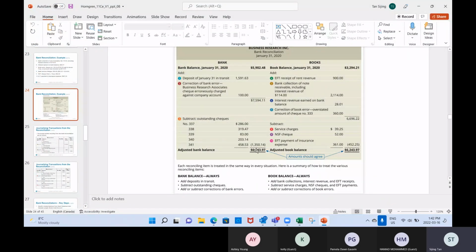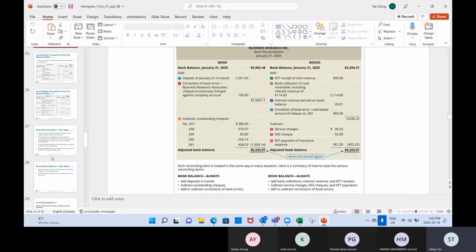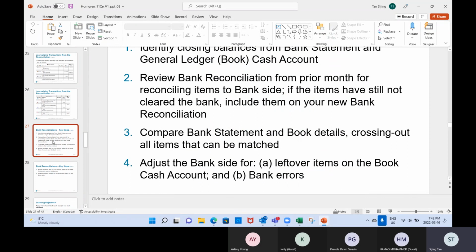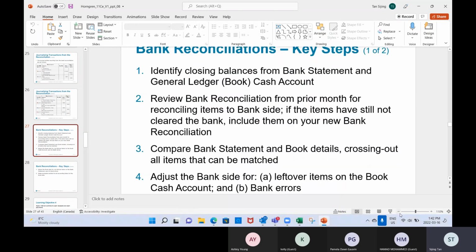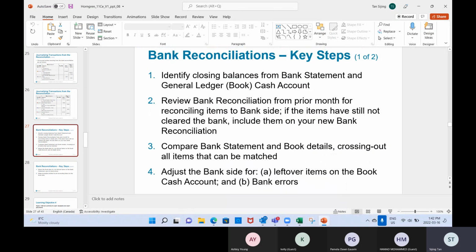No? Okay, so be careful about the steps. I quickly show you the steps. Now we already finished the question together. It should be much easier for you to understand the steps. So the first step, always identify the closing balance from bank statements and the cash account. So that is the balance you need to put into your bank reconciliation, right?